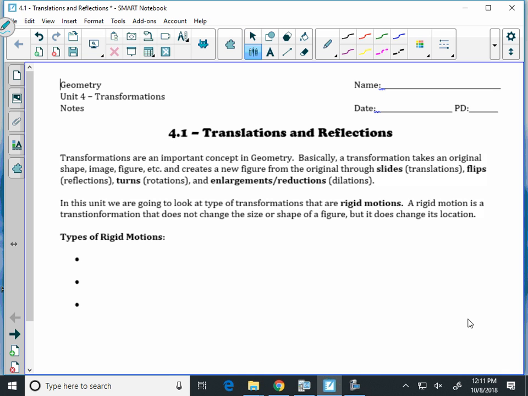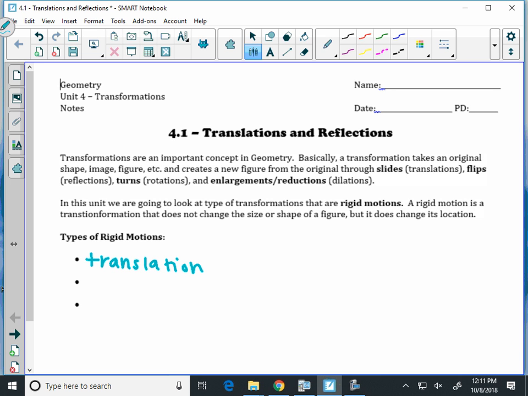So the transformations we're going to talk about in this unit that are rigid motions, one is a translation. It's just a slide. You're just sliding the figure around the coordinate plane. You're not making it bigger or making it smaller by sliding it around. You're just moving.